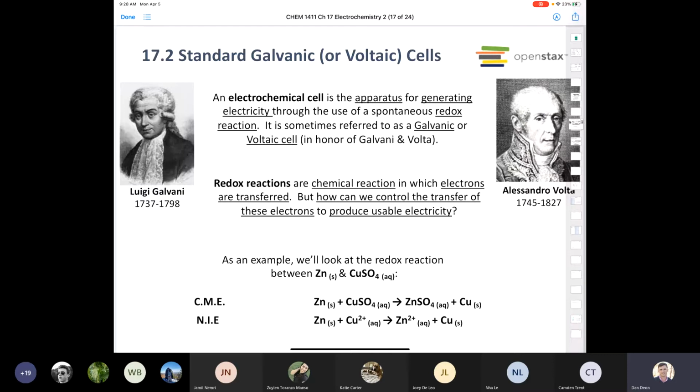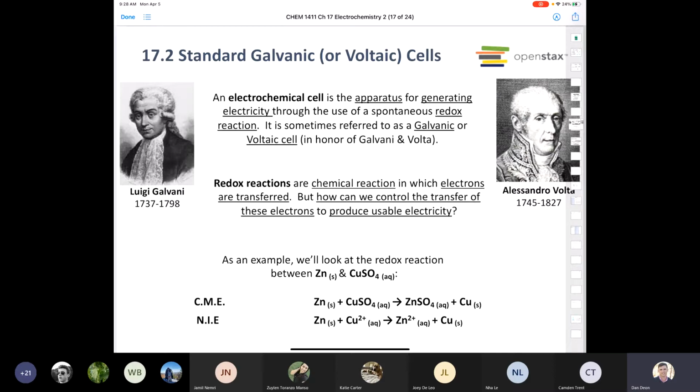Anyhow, we've already taken a good hard look at redox reactions, and we saw that a redox reaction is a reaction where electrons are transferred, right? Something gets oxidized, something gets reduced, and through that process, electrons are transferred. But what we want to do now is harness the flow of those electrons to produce electricity so that we could do some work. That's what you're doing when you use a battery.